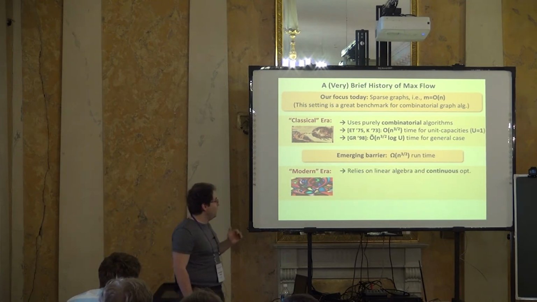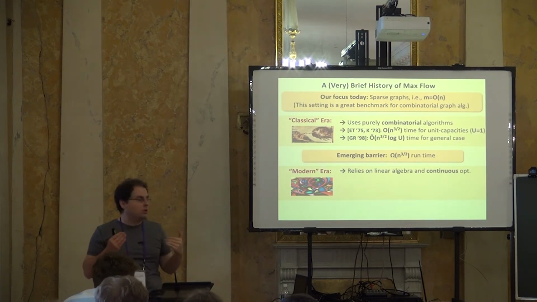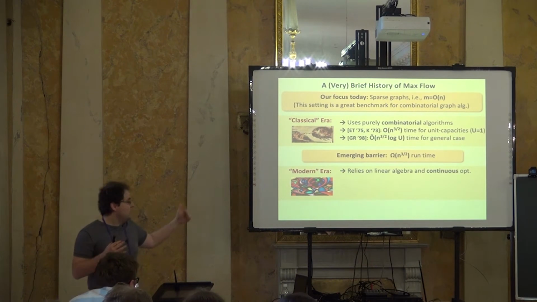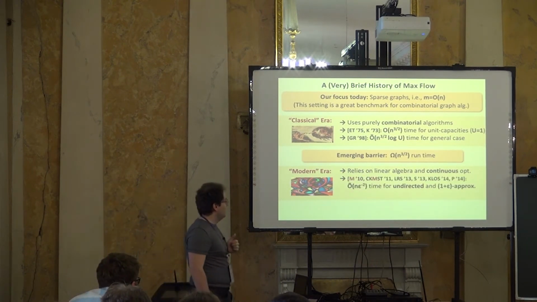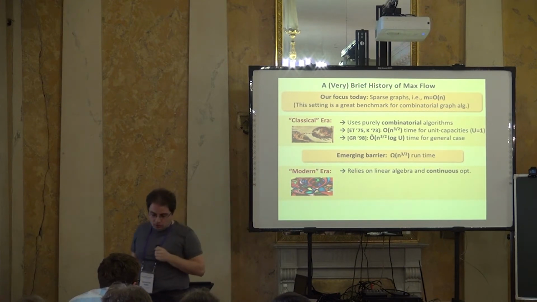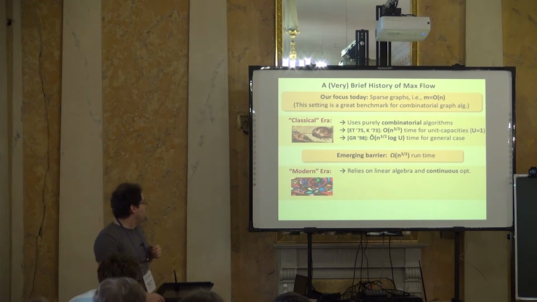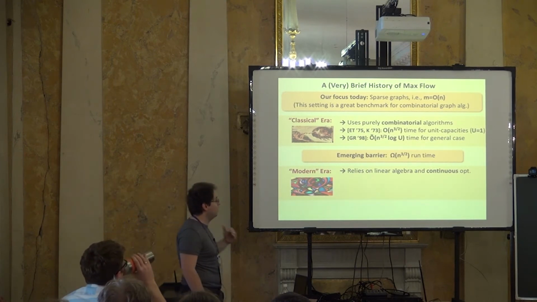So this is this weird era when, instead of doing the combinatorial approaches as we used to do, we use linear algebra and continuous optimization to get our results. And when you think about solving max flow in this regime, when you see such a barrier, you might wonder how to approach it, if this seems to be so notoriously hard to improve.